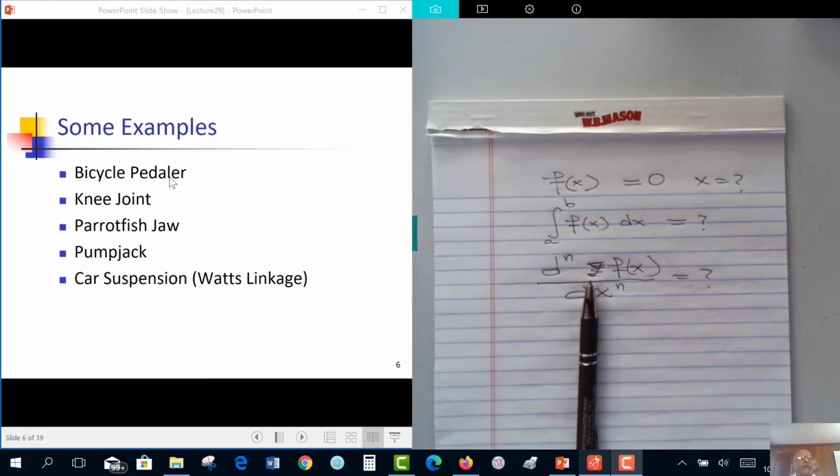Okay, so you saw a very interesting 4-bar linkage example when a person is pedaling on the bicycle. Now let's look at the next one, of a knee joint.